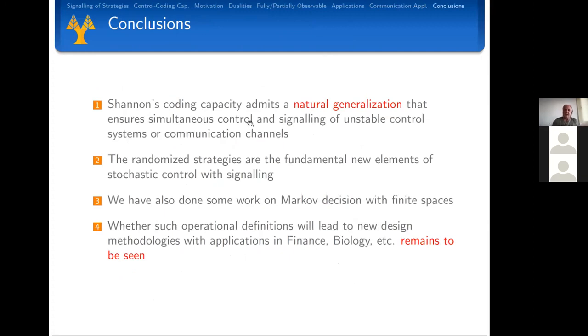I think with this I conclude. Basically, what we wanted to do is to see whether we can generalize Shannon's coding capacity to have simultaneous control and information transmission for stable control systems and stable communication channels. Okay, so basically, randomized strategies have new elements, which have a control and signaling part. We have also done some Markov decision problems with finite state space. Okay, so the last part, which I put in red, says that whether such operational definitions for control systems will lead to new design methodologies and applications remains to be seen.